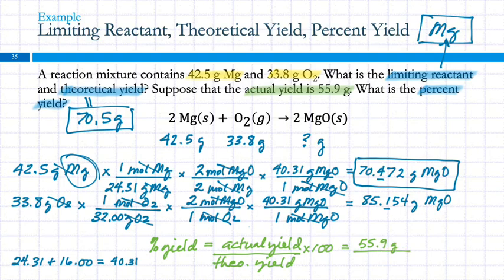The theoretical yield is 70.5. I prefer to use this one with extra digits just to avoid rounding errors, and times 100. So 55.9 divided by 70.472 times 100, and that's also going to have three significant figures. 79.322%. So my percent yield, I would round that to three significant figures, 79.3%.